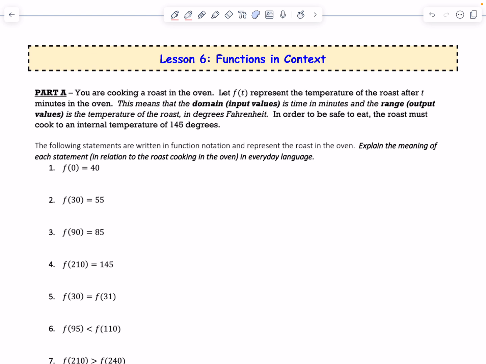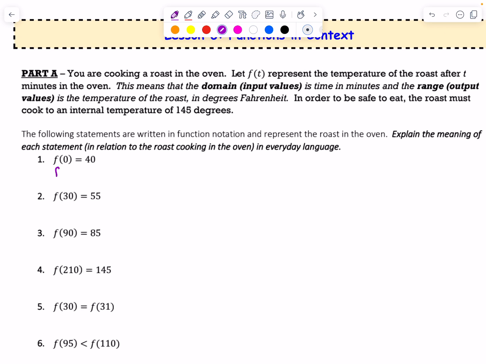The following statements are written in function notation and represent the roast in the oven. Explain the meaning of each statement in relation to the roast cooking in the oven in everyday language. So I'm going to write out a few and leave a few for you to try. Number one says f of 0 equals 40. So you want to think about the setup. That is like f of t. So in other words, the t is equal to 0 and the output value is 40. So t equals 0. That means that time is 0.